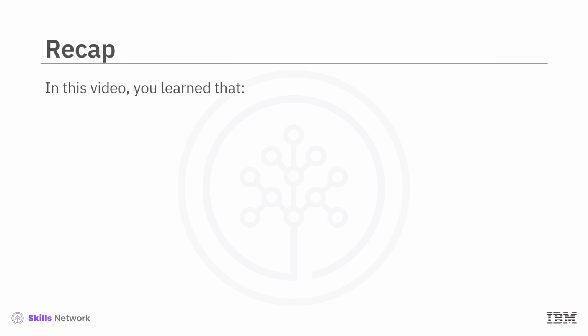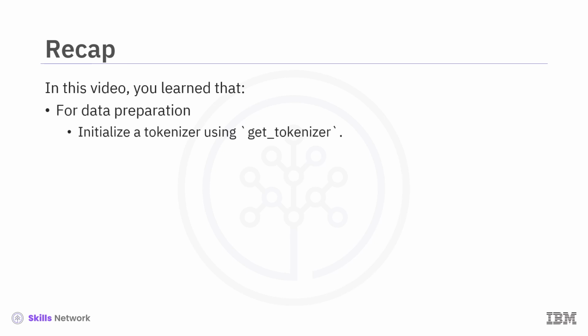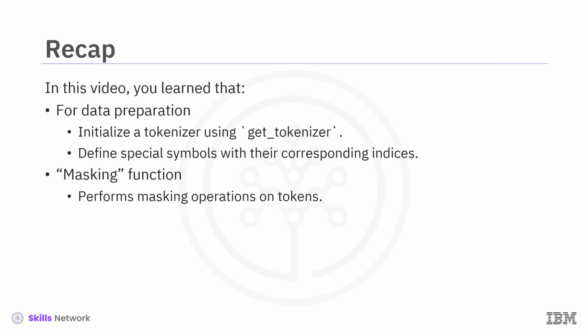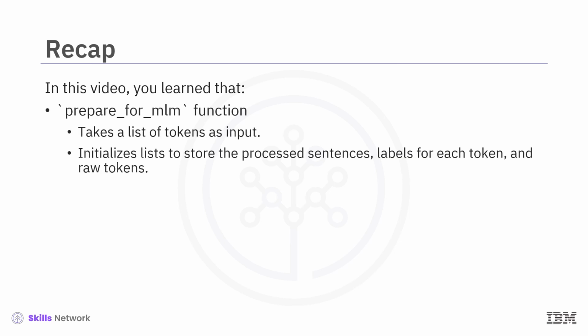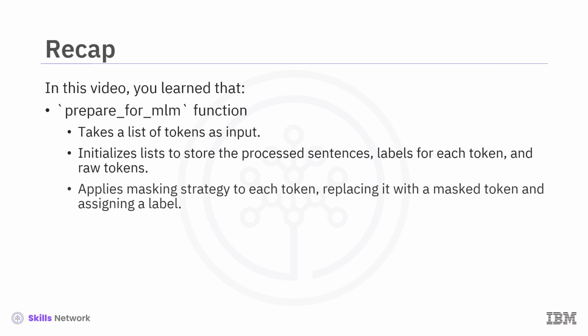Let's now recap what you learned. In this video, you learned that for data preparation, first you must initialize a tokenizer using getTokenizer function, and then define special symbols with their corresponding indices. The masking function is used to perform masking operations on tokens where it takes a token as input and decides whether to mask it. The prepareForMLM function takes a list of tokens as input and initializes lists to store the processed sentences, labels for each token, and raw tokens if needed. It applies BERT's MLM masking strategy to each token, replacing it with a masked token and assigning a label indicating whether the token was masked or left unchanged.